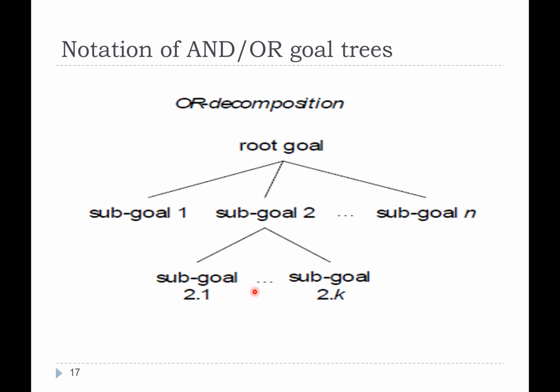The OR decomposition, you can see it as a straight line as such, obviously, because this is a very basic notation, right? And satisfying goal 2 means I would have satisfied the root. If I satisfied goal 2.1, that means I satisfied goal 2, which means I satisfied the goal.